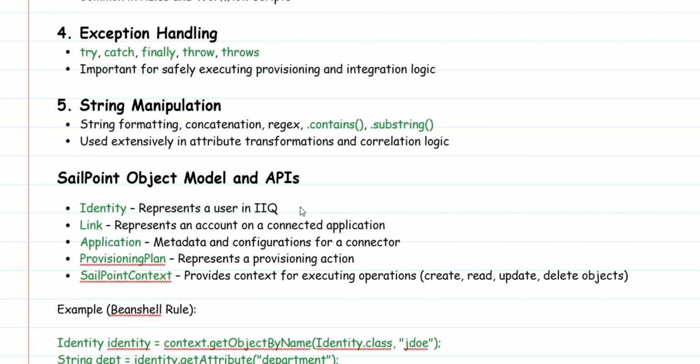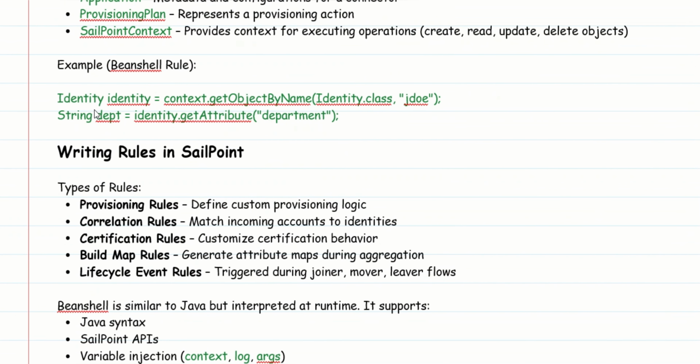And the SailPoint object model: understanding SailPoint's object model is key for writing effective Java based scripts. Common classes, as I mentioned, are Identity, which represents a user in IIQ. Then Link, which represents an account on a connected application. Then Application, which holds metadata and configuration for connectors. Then ProvisioningPlan and SailPointContext, which provides a context for executing operations. To get the details of a user or get any objects, we use SailPointContext itself.